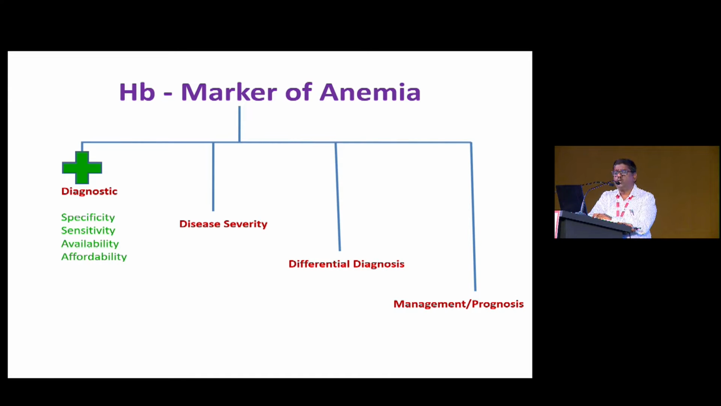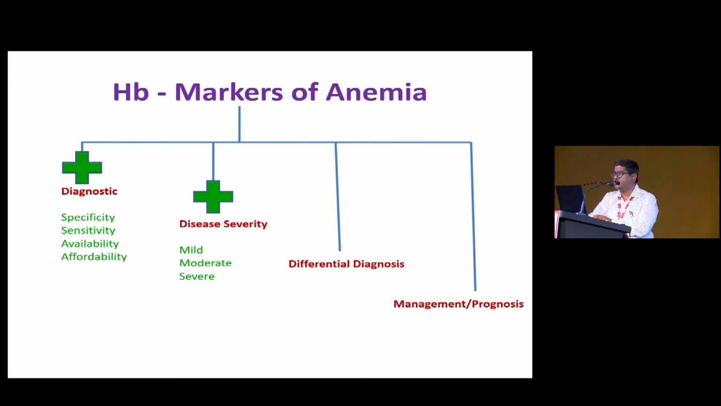Whether hemoglobin can tell us the disease severity, the answer is yes. Based upon the hemoglobin level, we can say the particular person has mild, moderate or severe anemia. Accordingly, we can take a call on nutrient correction, or whether we need to supplement iron, or whether transfusion is required. Yes, here also we succeed with hemoglobin.